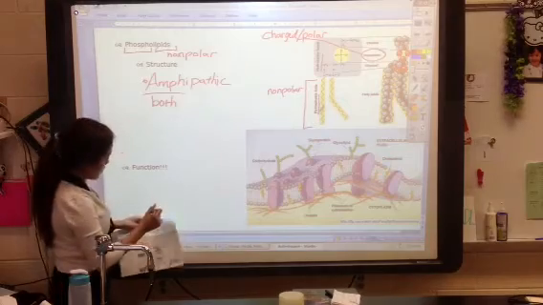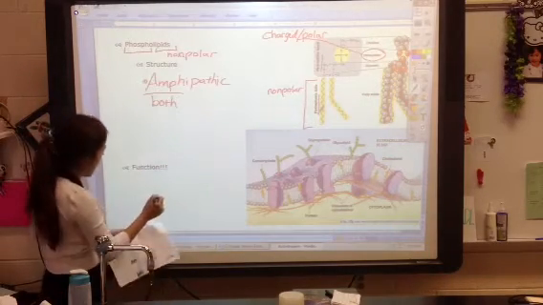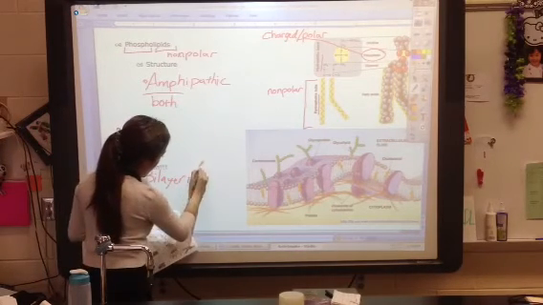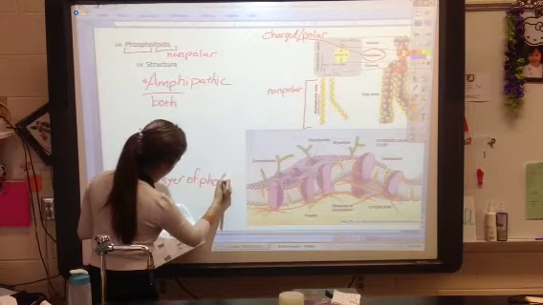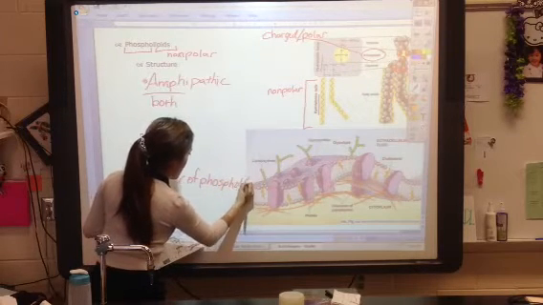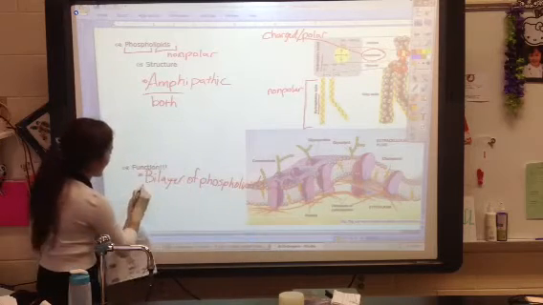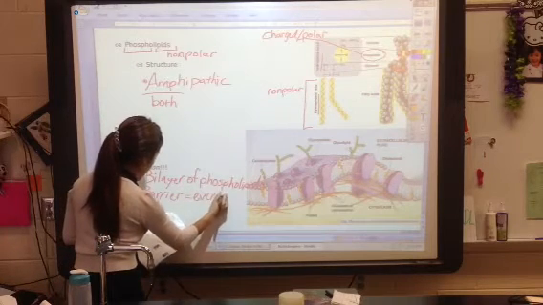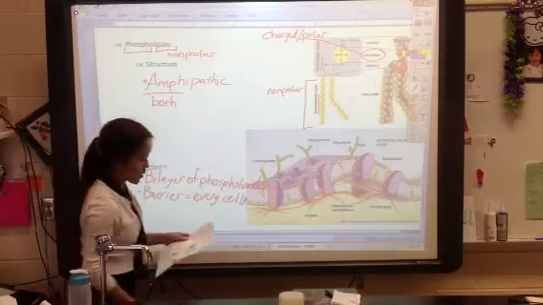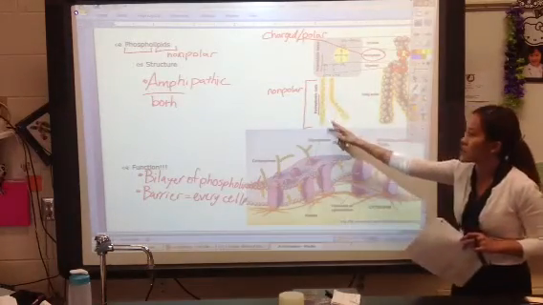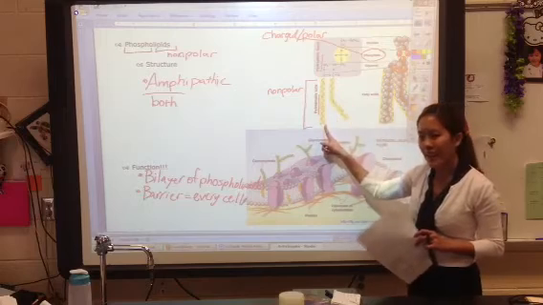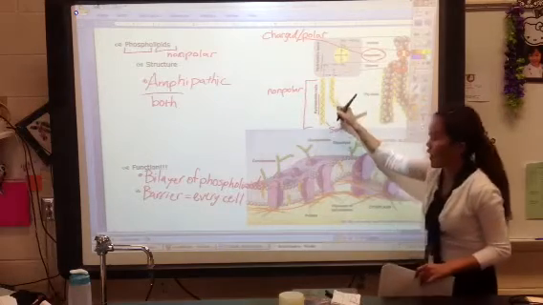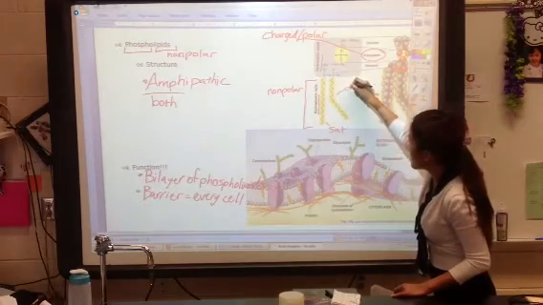Then for functions of our cell membrane, or functions of our phospholipids, they do create that bilayer of phospholipids, so creating our cell membrane. And it is the barrier for every cell. Okay? Another thing you'll want to notice here is that when you have that fatty acid tail being straight, that's going to represent that it's saturated. When you have the kink on your tail, that's going to be unsaturated.